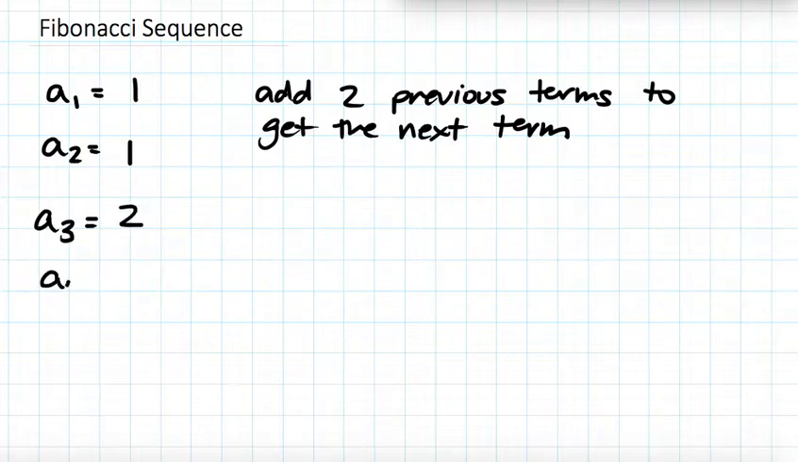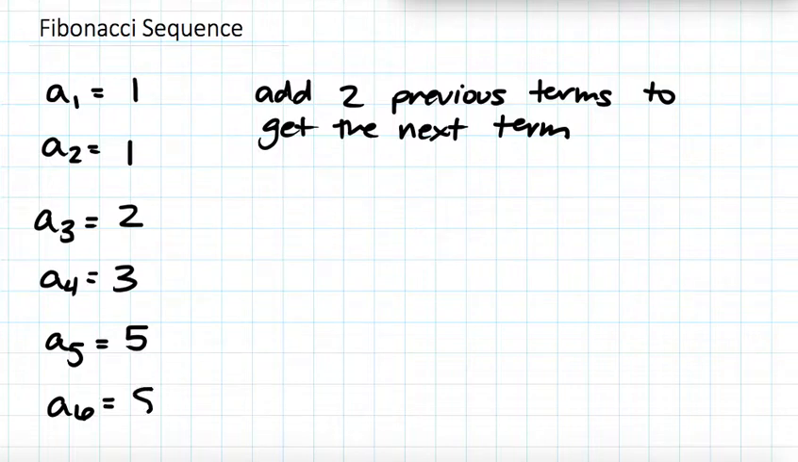The fourth term would be 2 plus 1, which is 3. The fifth term would be 5, 3 plus 2. And the sixth term would be 3 plus 5, which is 8. And then the next term would be 13. I could keep going. So this would be an infinite sequence because I can just keep adding the previous two terms to get the next term.